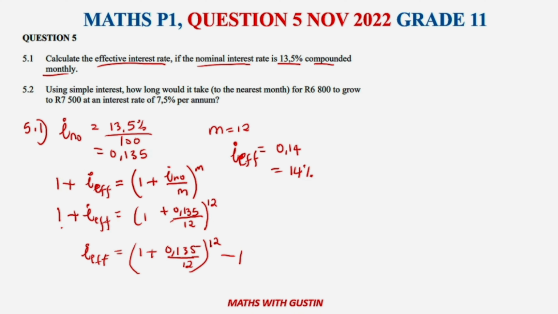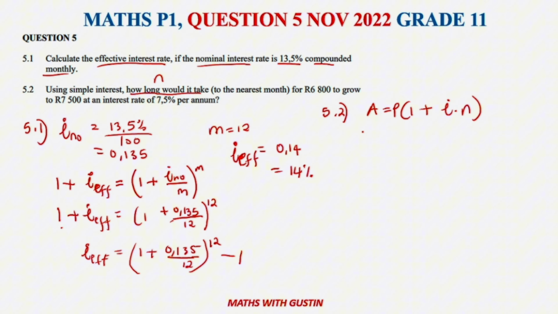Question 5.2 said, using simple interest, how long would it take for R6,800 to grow to R7,500 at an interest rate of 7.5% compounded annually? Oh, they said simple interest. So okay, we go into our formula sheet to check the simple interest formula. The simple interest formula is given by A is equal to P times (1 plus i times n). So now what are they looking for? They said how long will it take, so we're looking for n here.